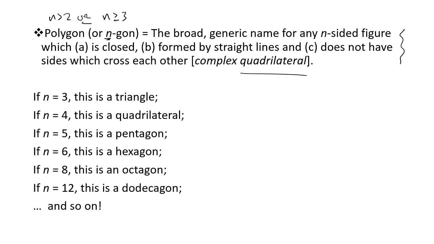A lot of these are names that you've heard of and know. We've already talked about triangles. We've already talked about quadrilaterals. If n equals 5, this is a pentagon. If n equals 6, this is a hexagon. 8, an octagon, one of my personal favorites. If it's 12, it's a dodecagon. It's kind of a fun one. And so on. Kids love learning these kind of crazy names for some of these shapes.